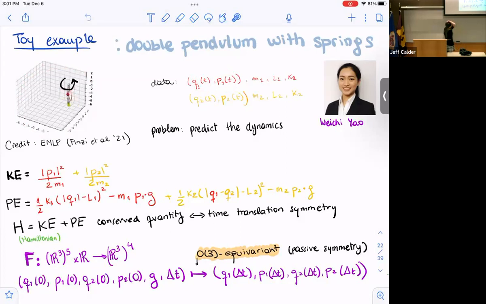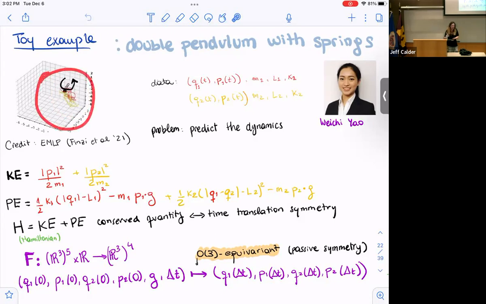So this is a toy example, and it's a Hamiltonian system where the Hamiltonian is the sum of the kinetic energy plus the potential energy, and that's a conserved quantity. This conserved quantity corresponds to a time translation symmetry, in the sense that if I observe the system right now and it's like this, the dynamics are the same as if I observe the system tomorrow and it has the same state. Okay.